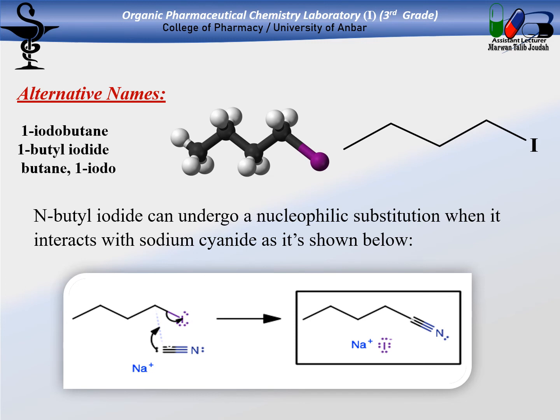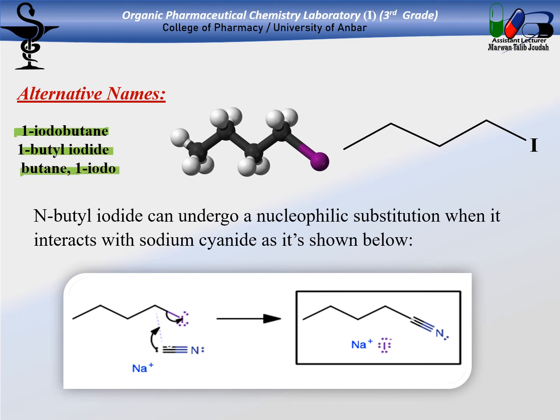So this molecule, as many molecules, has alternative names. Okay, so you can find it as 1-iodobutane, okay, or 1-butyl iodide, or butane 1-iodo.